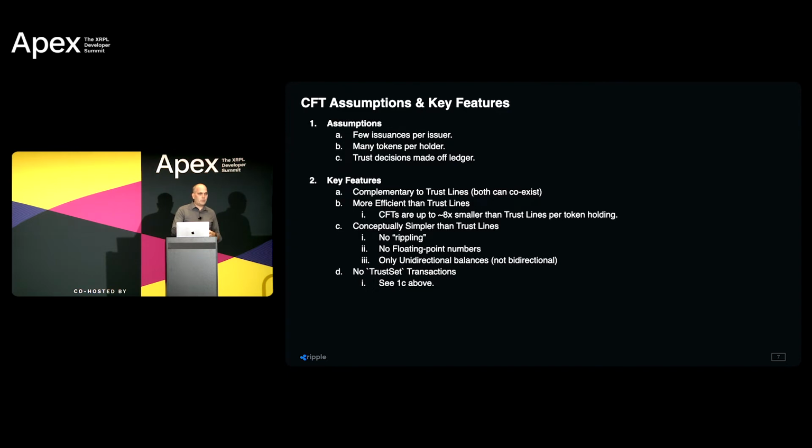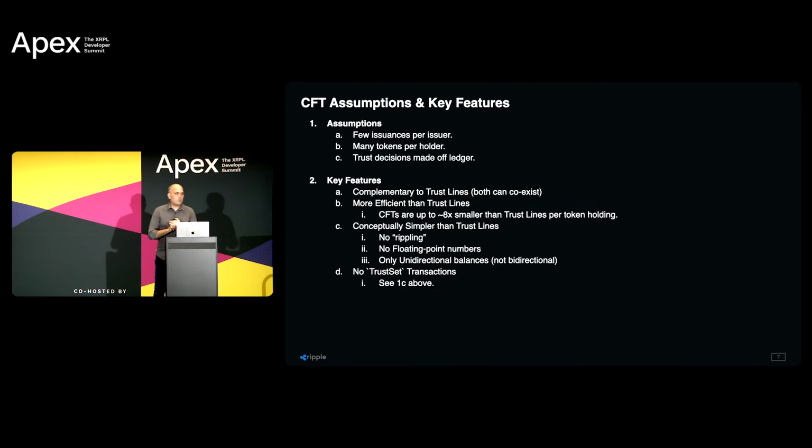B is we actually want lots and lots of token holders. So we see this phenomenon with NFTs as well, right? We want lots and lots of people to hold NFTs, and it should be really easy to have really large collections of NFTs, same for CFT. And then last but not least, this idea of trust, we've deleted it from CFT.